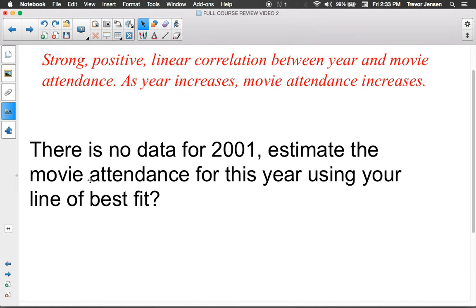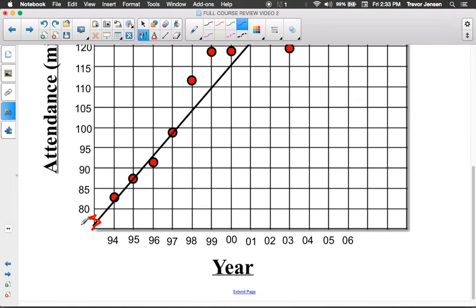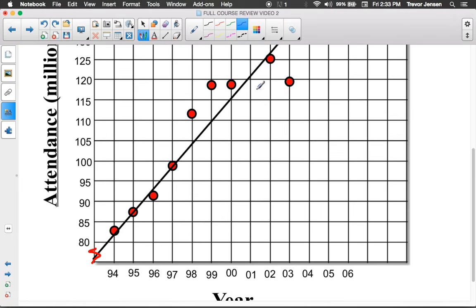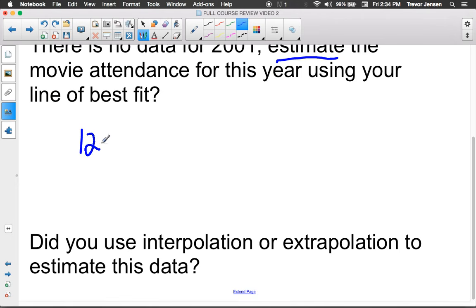And now notice from our data table, there's no data for 2001. So we want to make an estimation for the movie attendance using our line of best fit. In 2001, we go up to see where 2001 meets our line of best fit. It meets it right here. We look across on our y-axis. That's about 121 million would be our estimation for the year 2001. Make sure you're using your line of best fit properly here.